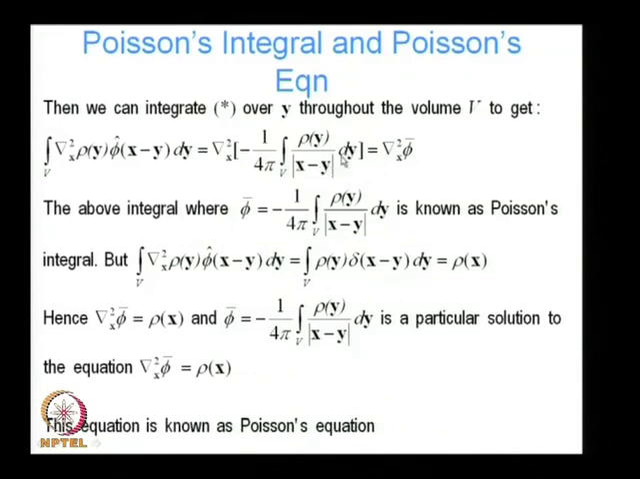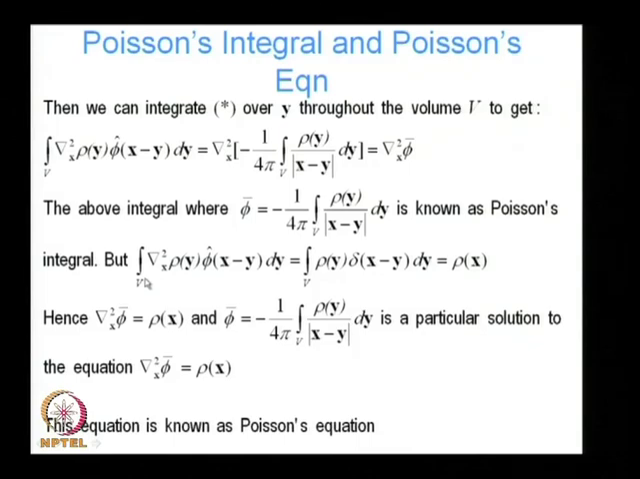minus y dy. If I denote this integral, 1 by 4 pi integral rho y by mod of x minus y dy, as another variable phi bar, where phi bar is now a function of x only, because I am integrating it out with respect to y, then I have Laplacian square of phi bar, because I am denoting this as phi bar. And this integral is known as Poisson's integral.